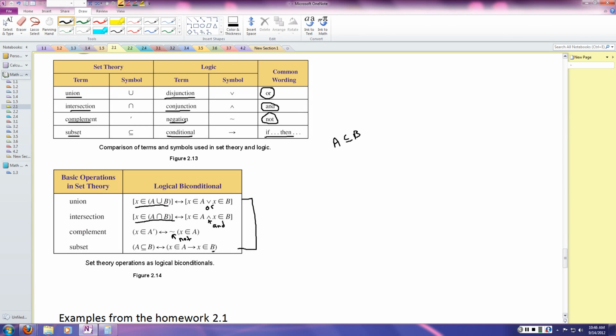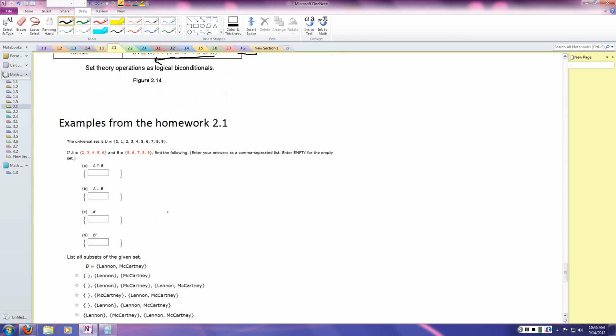If you know this way, you can also work everything backwards. If you know an element is in A or an element is in B, you can say that the element is in the union. An element in A and an element in B, then you would say the element is in the intersection, and so forth. So let's look at some examples.